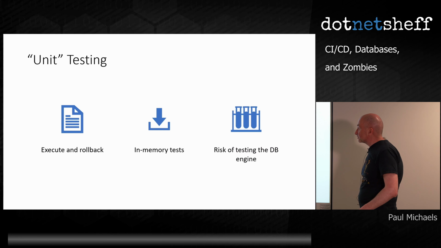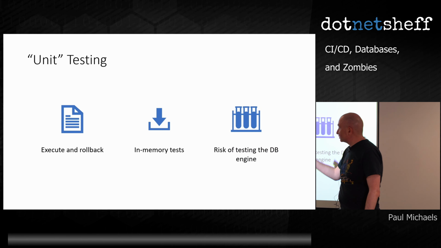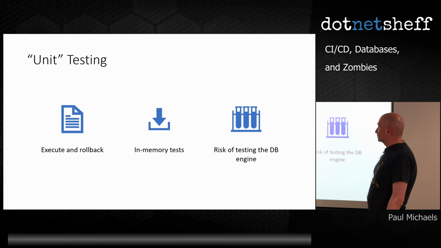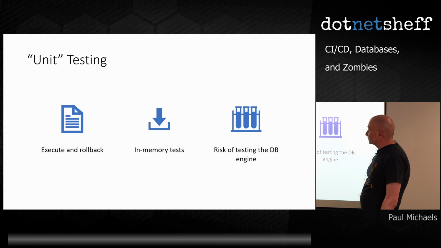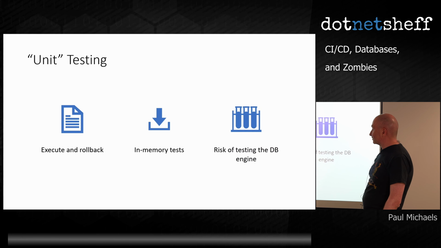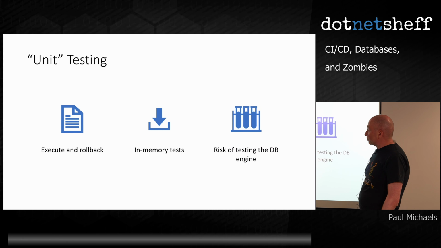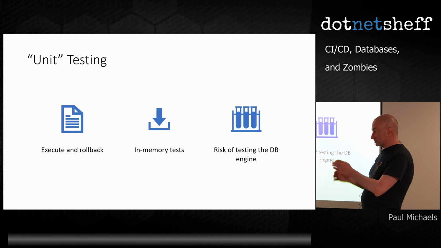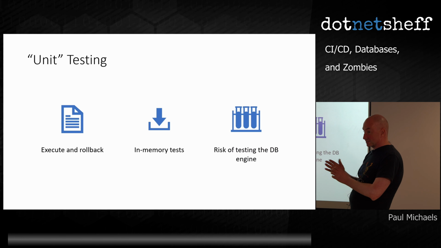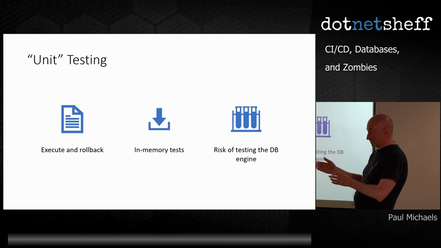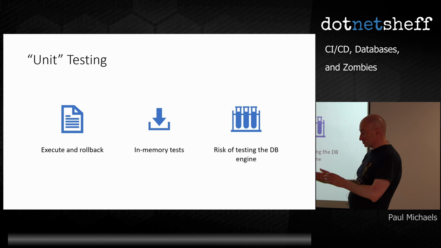So I suppose what do we call unit testing? I put it in inverted commas because I don't think it's an understood term in the context of a database. But there are three mechanisms that you might use. One's execute and roll back. I've used this in the past where you've got something like a stored procedure with business logic in it. You can execute that stored procedure on the database inside of a transaction, then you can roll it back. But before you roll it back, you can test what that stored procedure did as part of that transaction.